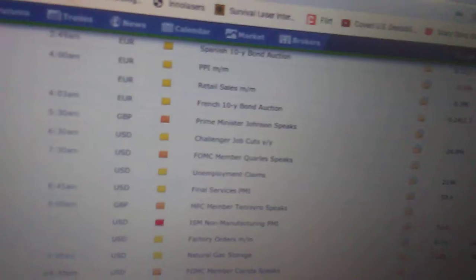Especially for high impact red folders, because right after a red folder is released, if it's bad, it's going to have a major effect on your currency. I bet we could go and look at the time on the USD index. It was released somewhere around 9 o'clock this morning.